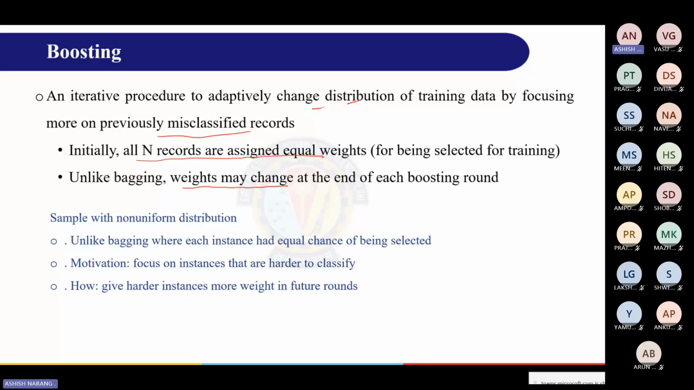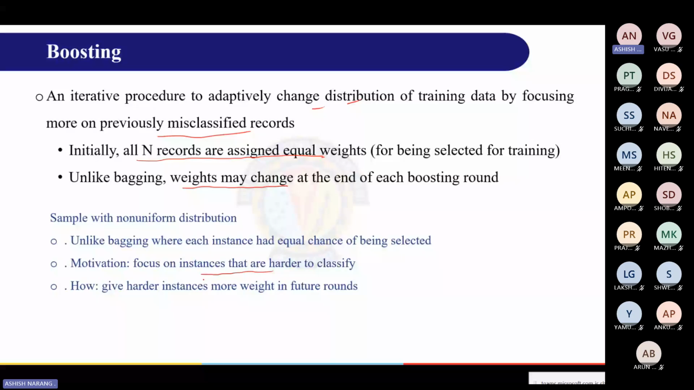So the second time when I resample, records which have a higher probability of getting selected will have a higher weight than the records which have less. Does this make sense? Let us understand that. Unlike bagging, where each instance had an equal chance of being selected, boosting focuses on the instances that are hard to classify. So initially, when we do the first sampling, it is the same as bagging, right?